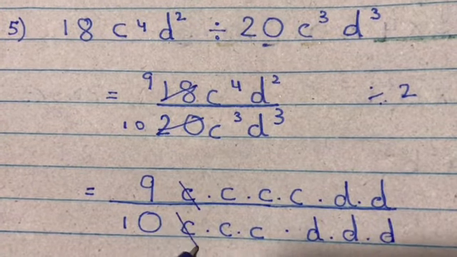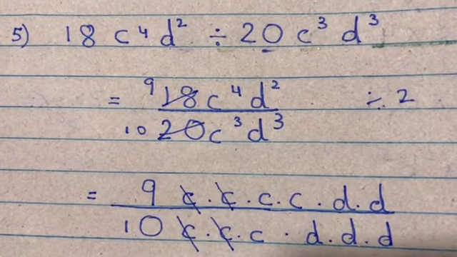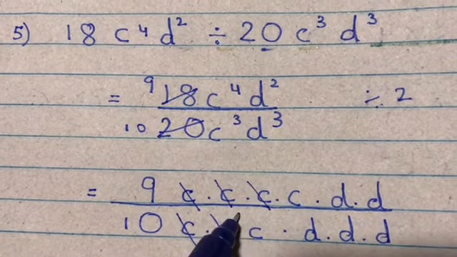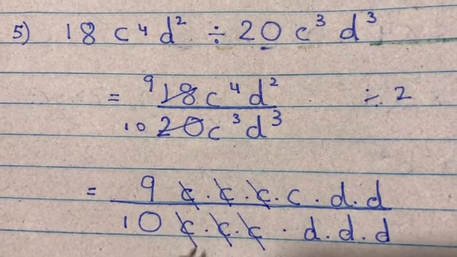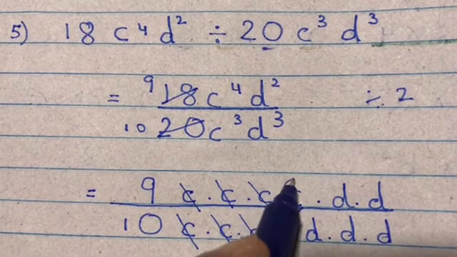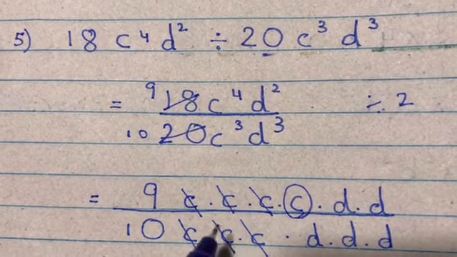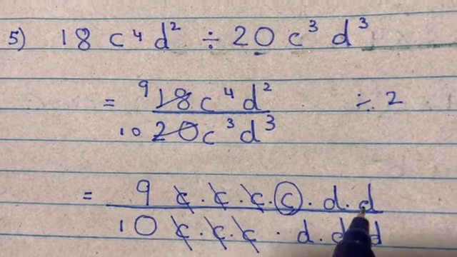One C cancels out with one C, the other C cancels out with the other C, the third C cancels out with the third C, top and bottom, right? And what is left? One C is left. So you circle it. Remember to circle it, otherwise it will get lost somewhere. All right, and you'll miss it out.